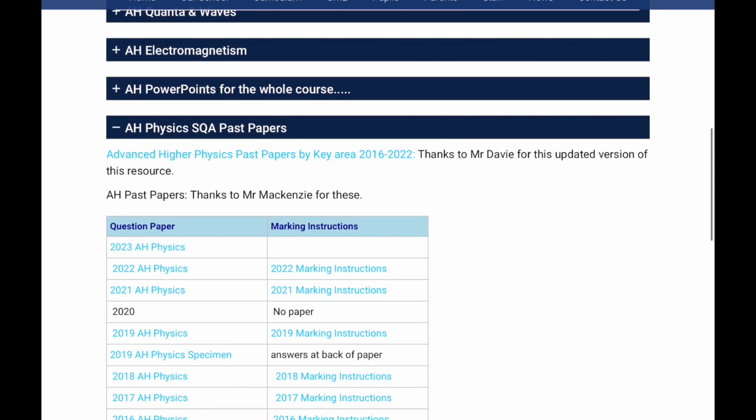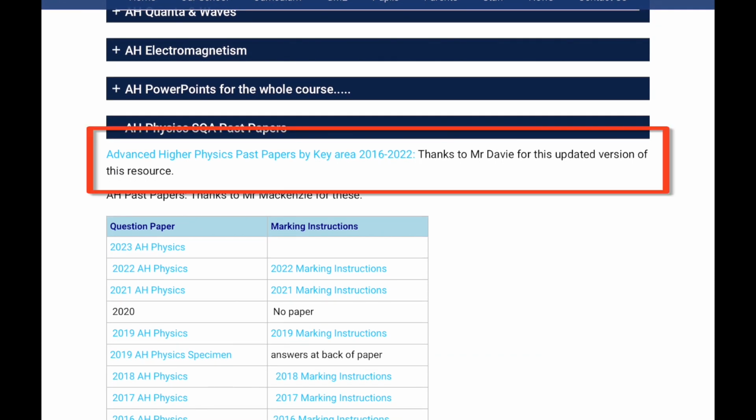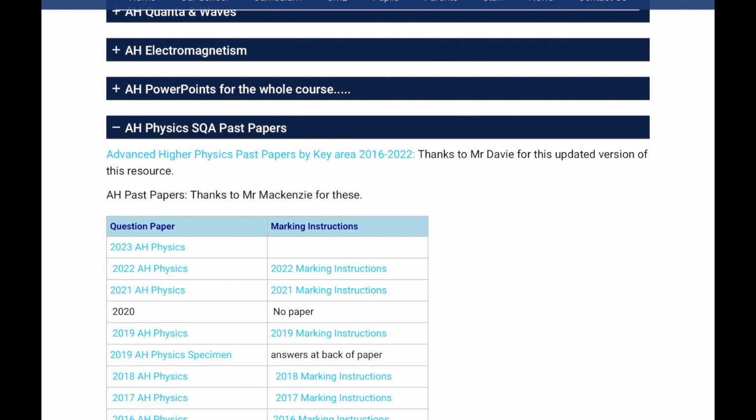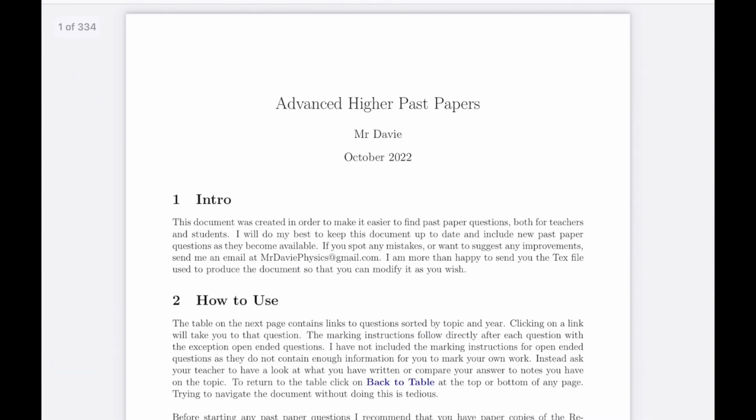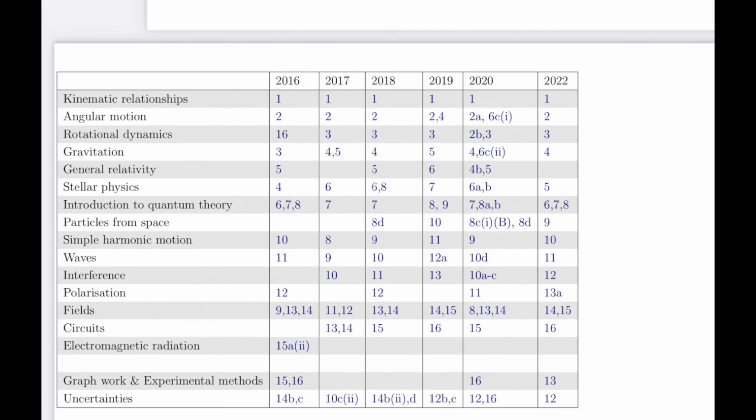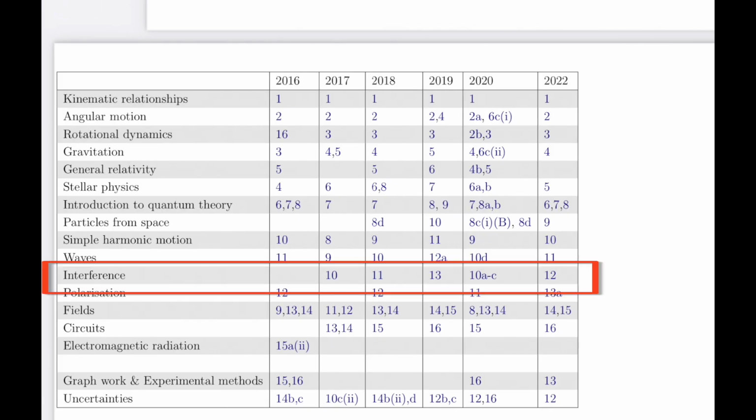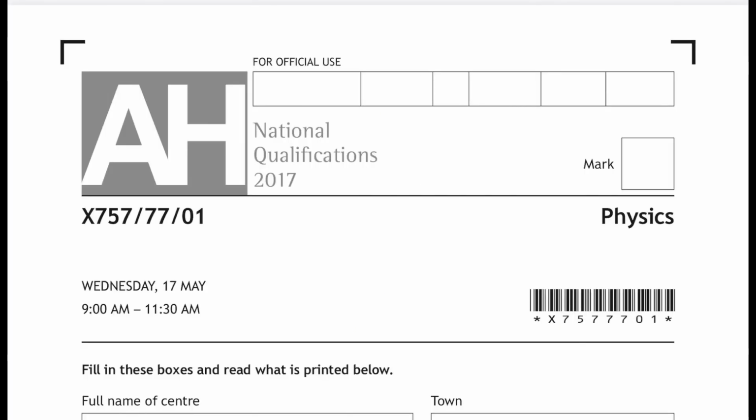We're back with some more advanced higher past papers, and this time it's the turn of quanta and waves. As usual we're going to Mr. Davies' interactive PDF, and this time we're looking for interference. We're going to focus in this video on interference by division of wavefront. These questions are typically about the double slit experiment, and they quite often include the uncertainties questions as well, about handling uncertainties in experimental measurements. So we're going to have a look at the 2017 question and then the 2022 question.